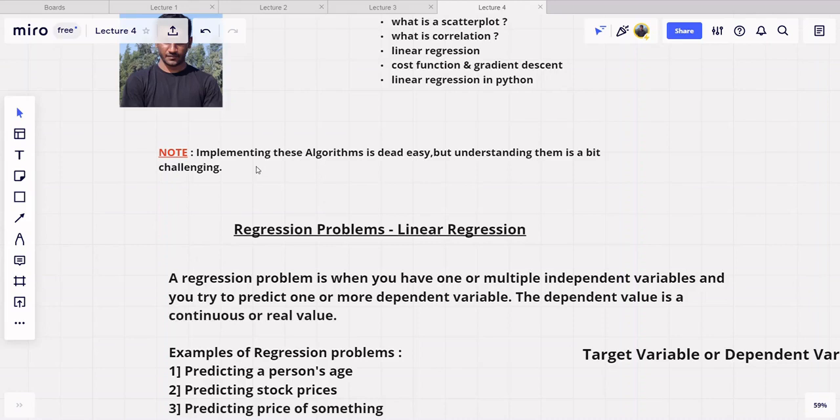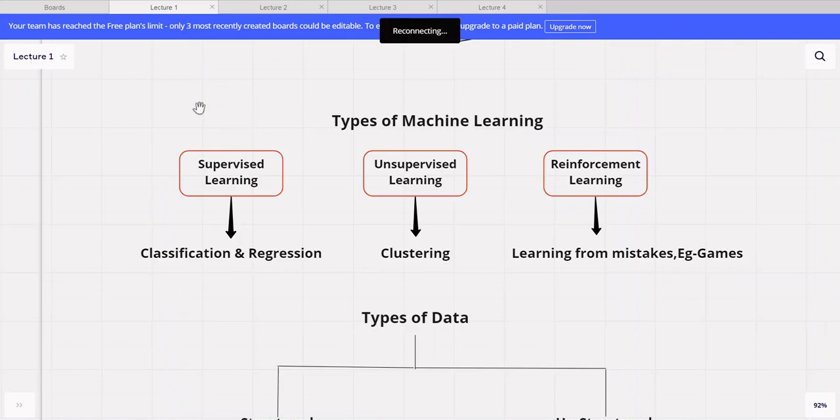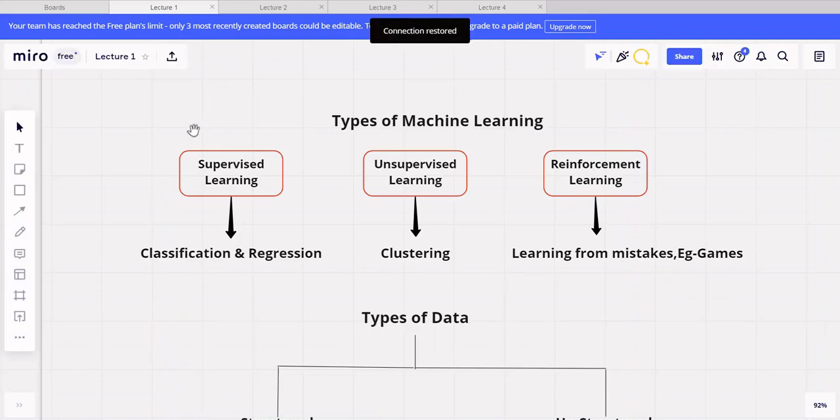Now in lecture 1 we saw that there are basically three types of machine learning. First is supervised machine learning, the second is unsupervised machine learning, and the third is reinforcement machine learning. I also told you that each type of machine learning solves a particular type of problem. For example, supervised machine learning solves classification and regression problems, whereas unsupervised machine learning solves clustering problems. Now in this video we are looking at supervised machine learning, and more particularly at the regression problem.